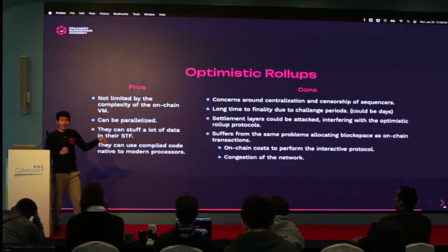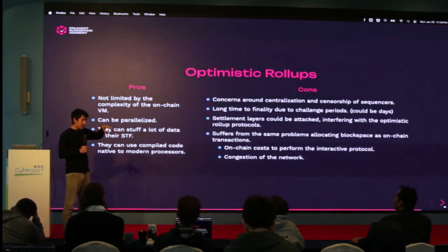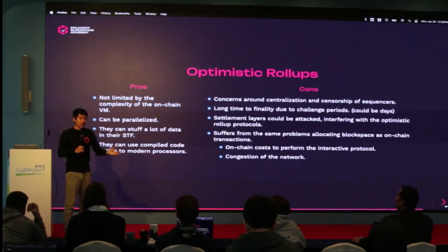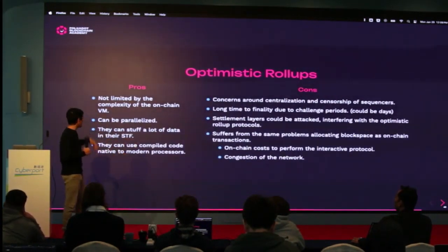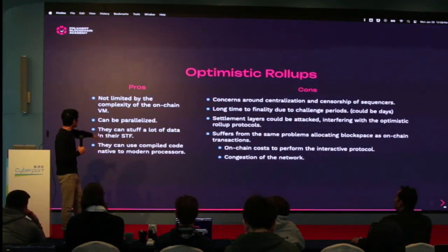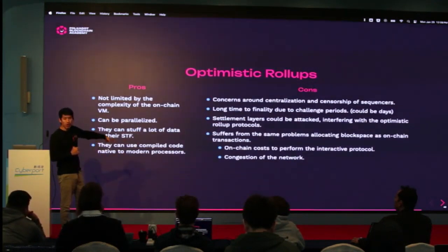Again, because all of the computation of that blockchain is happening off the main network, you basically can stuff a bunch of data, run a bunch of stuff, do it in parallel, and you can use compiled code native to modern processors. These are all the aspects of optimistic rollups that are great.